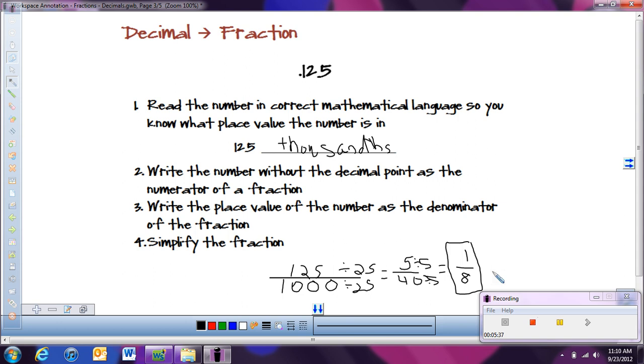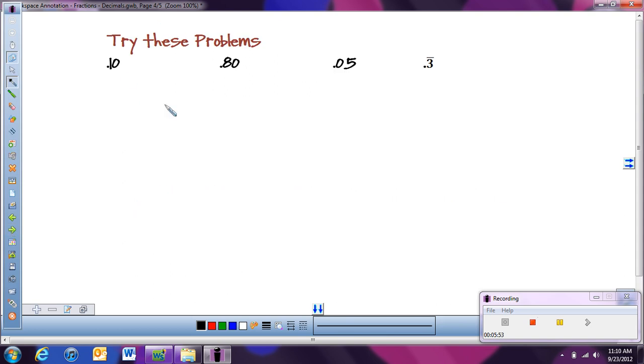So all you have to do when you're changing a decimal to a fraction is read that decimal, just as we would in mathematical language, and write down what we're saying, and then just simplify it so it's in the simplest form. So we're just going to try a couple here.